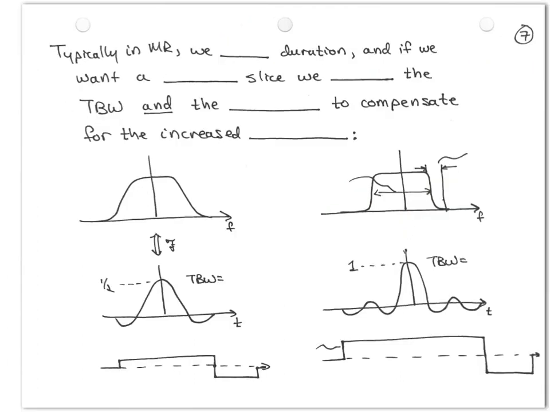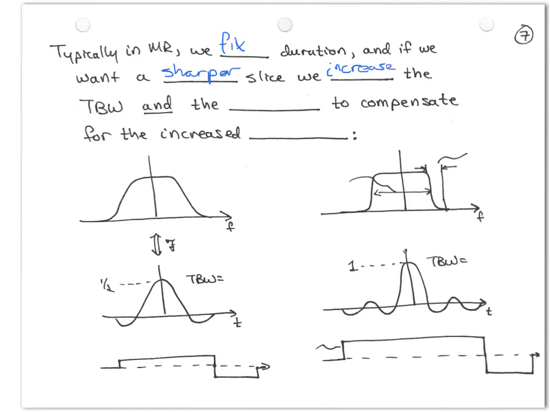Now typically in MR, we fix the duration, at least on GE systems. The Philips system has a sophisticated way of optimizing the duration of the pulses in certain situations. But typically in MR what we do is fix the duration of the excitation pulse, and if we want a sharper slice, then we increase the time bandwidth product. If we want a sharper slice, we increase the time bandwidth product.